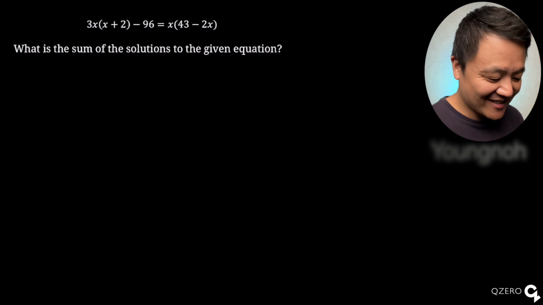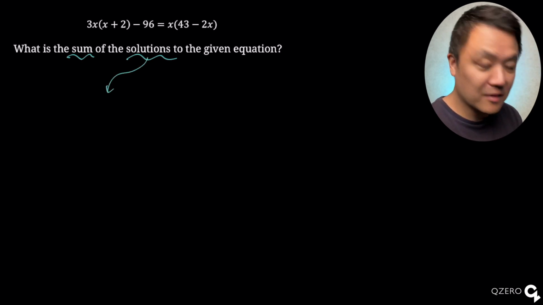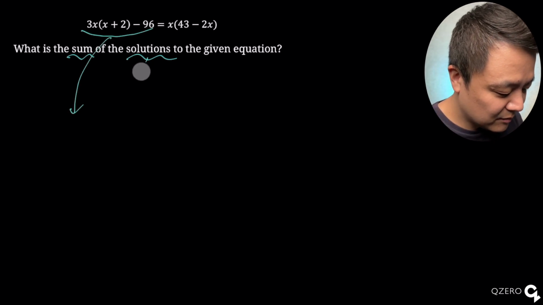Let's solve this question. In this question, we're looking for the sum of the solutions to the given equation. So why don't we just find the solution first and find the sum later. So let's simplify each side. I'm just gonna simplify the left hand side.